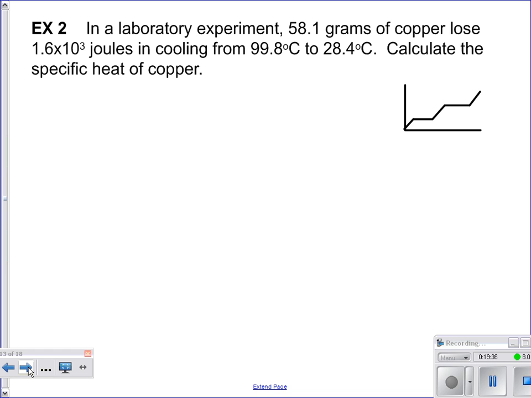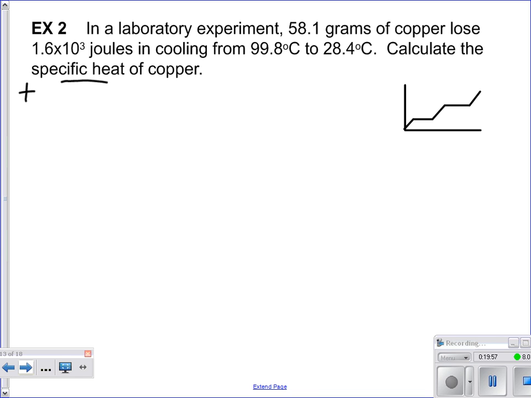Okay, next one, it says in a laboratory experiment, we have 58.1 grams of copper. It loses so many joules in cooling from this temperature to this temperature. Calculate the specific heat of copper. Well, if you're calculating the specific heat of something, you know that's going to be a positive number. There's no possibility that you could get a negative. Just like mass, you're not going to get a negative mass.